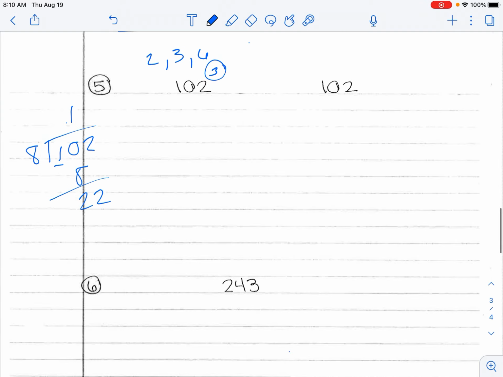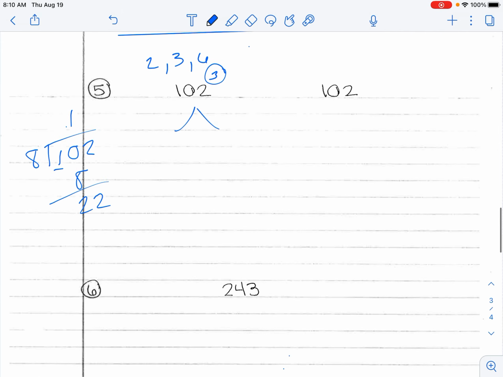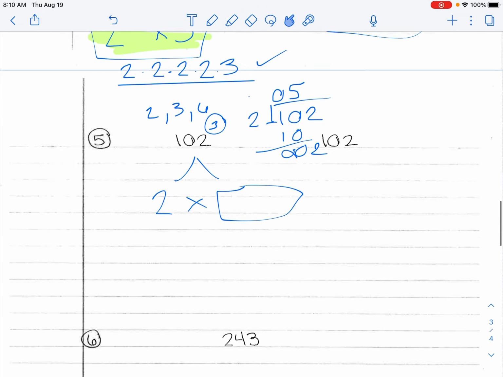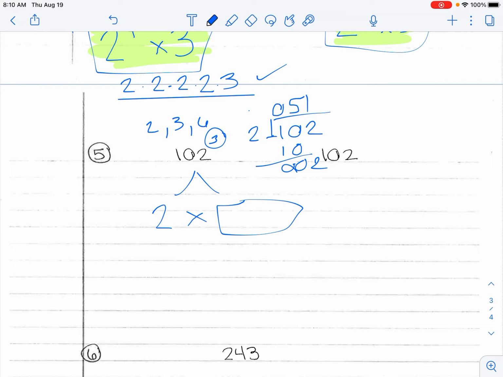Okay, so let's go ahead and, sorry, don't know why my stylus is being weird. Now, if you don't know what the other missing factor is over here, we can, again, do a real quick division problem. We can divide 102 by 2. So 2 can't go into 1. We know 2 times 5 is 10. And 2 goes into 2 once. Oh my goodness. There we go. So 2 times 51 is 102.